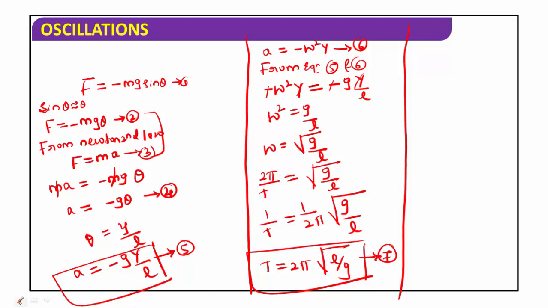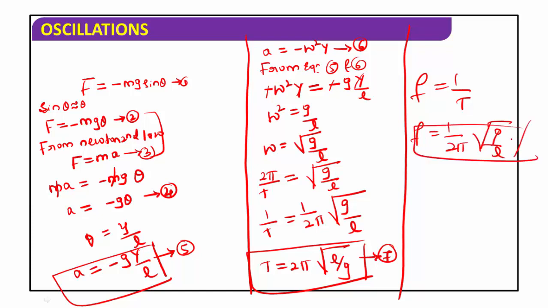And from using this equation, again you can find the frequency, that is f equal to 1 by T. f equal to 1 divided by 2 pi root of g divided by L. We can do the equation this way also. This is the frequency of the simple pendulum.